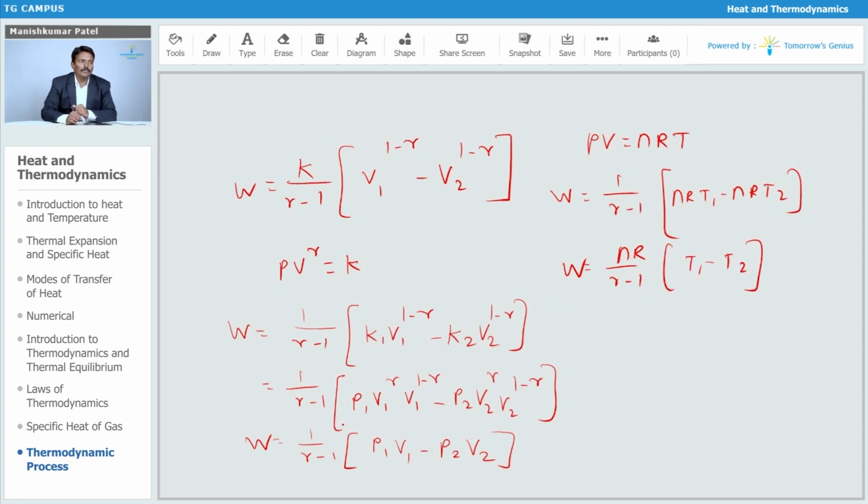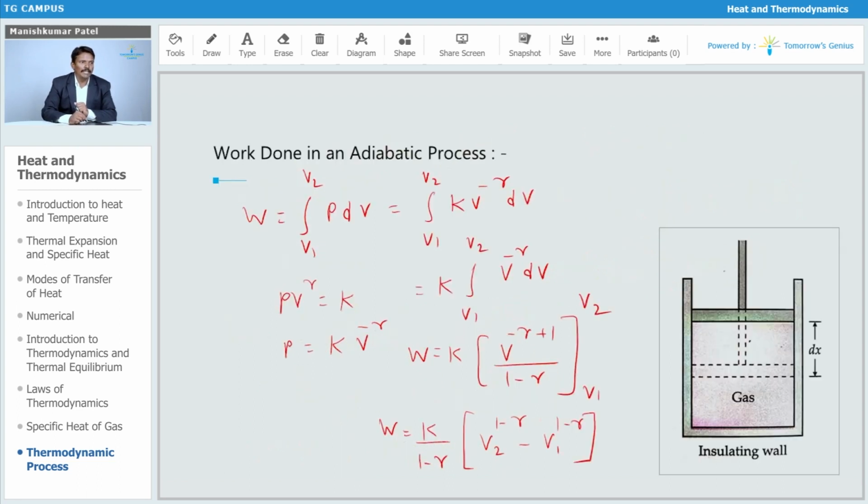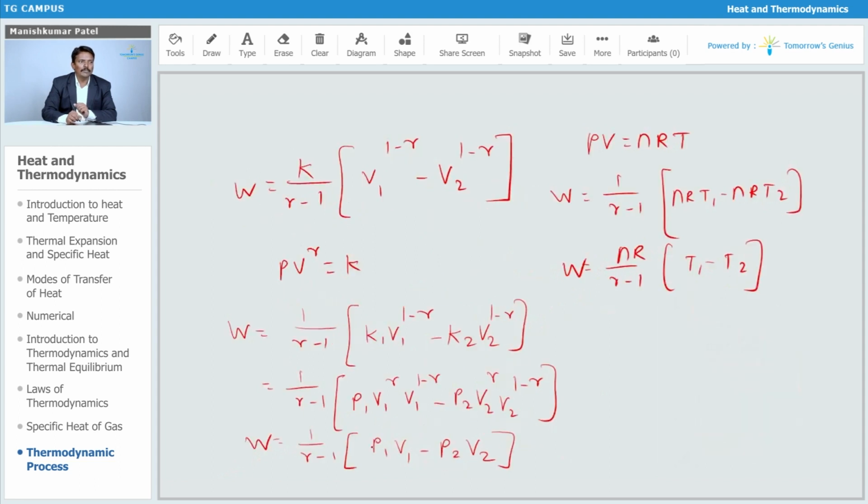So that is the formula for the work done in an adiabatic process: 1 upon gamma minus 1 times (P1 V1 minus P2 V2), or you can write it in terms of temperature also: nR upon gamma minus 1 times (T1 minus T2).